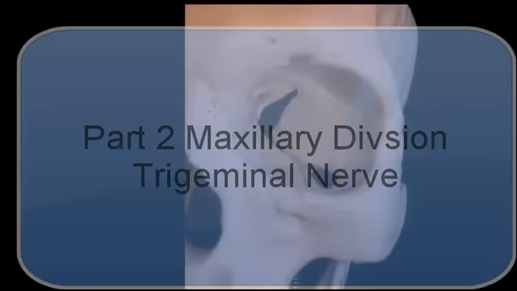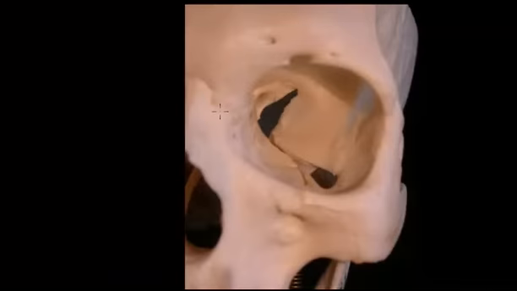Now we're looking at the orbit of the skull, and we can see some nasal cavity here, and we can see the zygomatic arch back here. But the key thing that we want to look at when we're talking about the maxillary division of trigeminal nerve is where the inferior orbital fissure meets the superior orbital fissure. And it's this little patch just deep in the corner here.